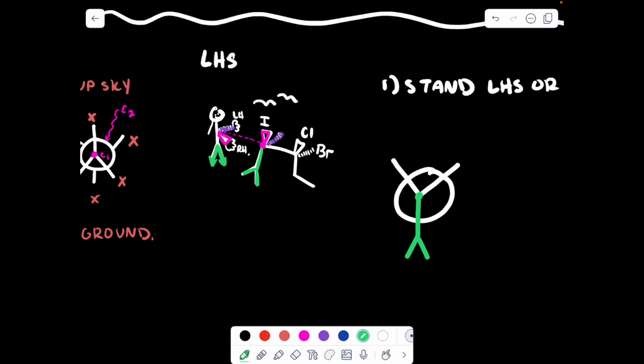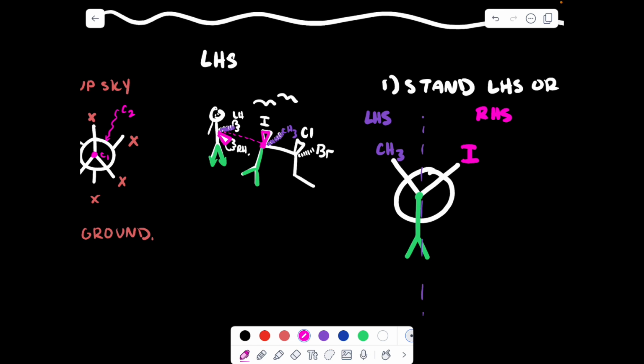So now my question is, okay, what group goes on the left-hand side and what group goes on the right-hand side? Left-hand side of page. And this is going to be my right-hand side. Whatever group is touching my left hand will be on the left-hand side, so that would be the CH3 group on the dash. And here, whatever is touching my right hand will be on the right-hand side, so this would be the iodine.